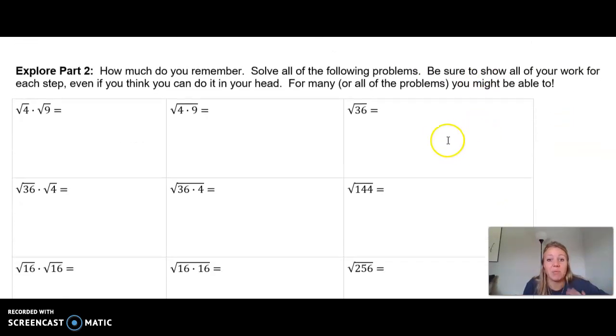So now I want you to just see how much you remember. See if you can pause this video and work through these couple of problems. And we're solving now. Solving meaning we're getting rid of the square root. So be sure to check your work, but go ahead and try to solve these and see what you can do. Give yourself about 2 minutes.